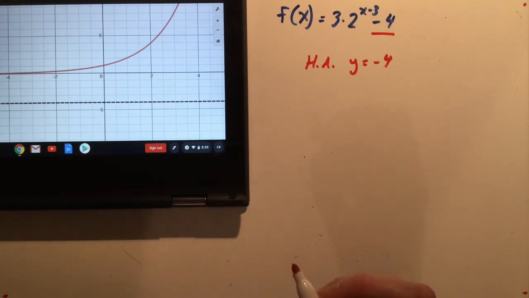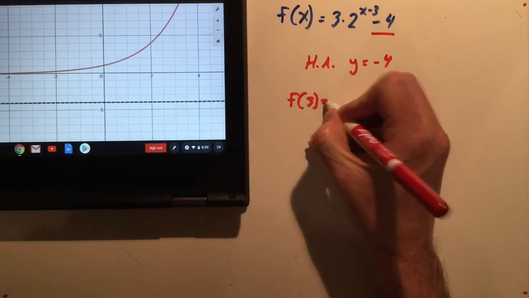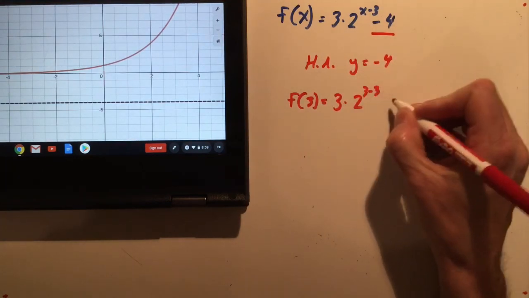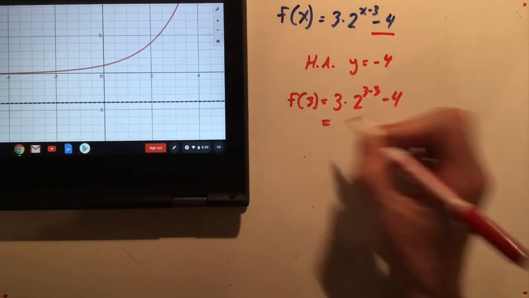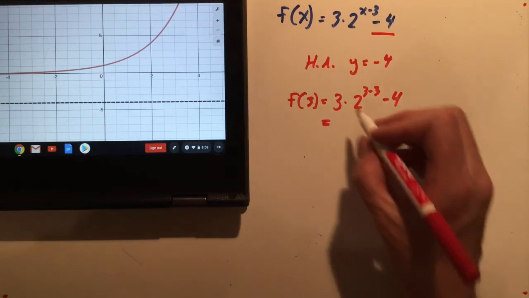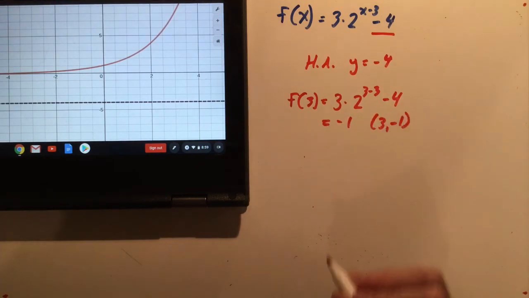For example, if I wanted to know what f of 3 is, I just plug it in there. I get 3 times 2 to the 3 minus 3 minus 4, which is 3 times 1 minus 4, which is negative 1. So I have the point 3, negative 1. So I know 3, negative 1 is on my curve.